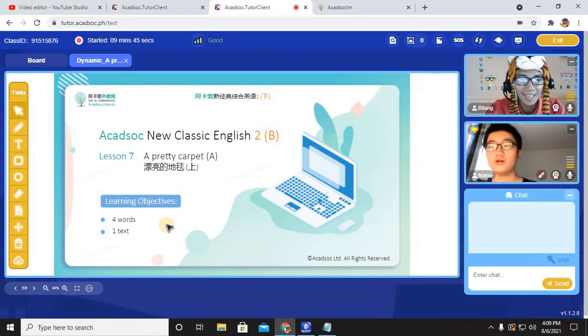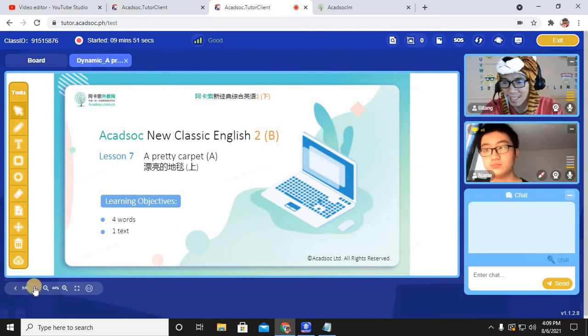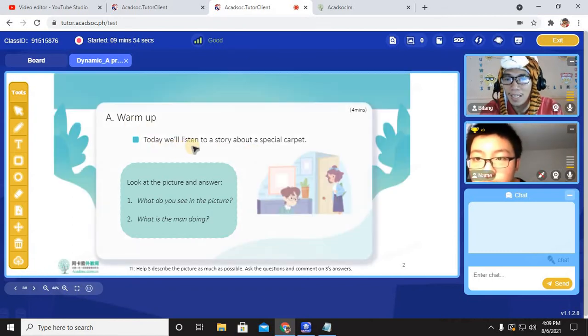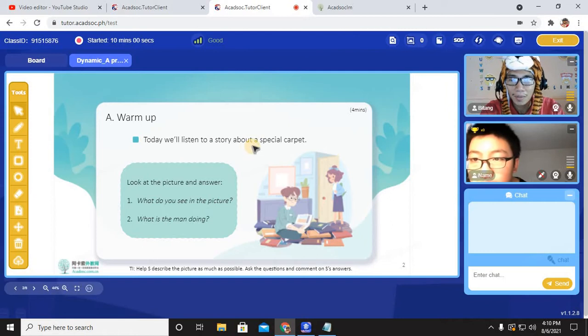So today, Mike, we are going to learn 4 words and 1 text. Okay, so let's start. Let's have some warm up. Today we're going to listen to a story about a special carpet. I want you to take a look at the picture, Mike. So, Mike, what do you see in the picture?